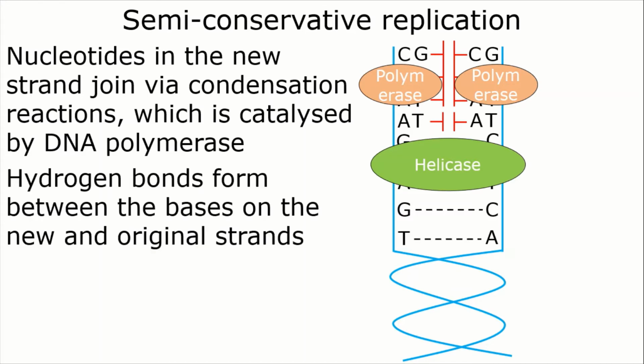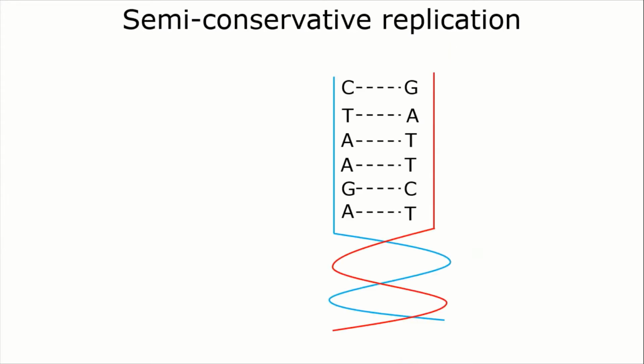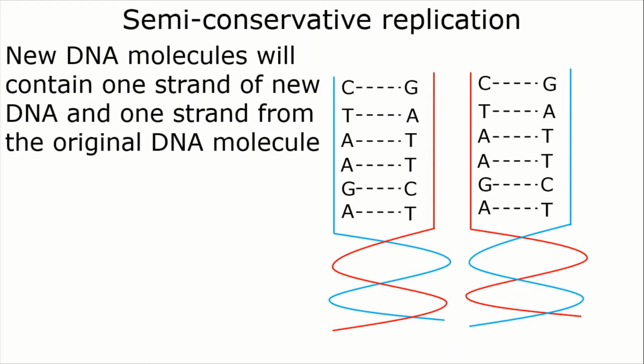And as I've already said, hydrogen bonds have also formed between our base pairs on the original strand of DNA and our newly formed strand of DNA. So when this process is complete, we should have two new DNA molecules that have replicated from this one original DNA molecule, and each molecule will contain one strand of new DNA and one strand of original DNA. You can see this on my diagram that our original DNA strand is in blue and our new DNA strand is in red.